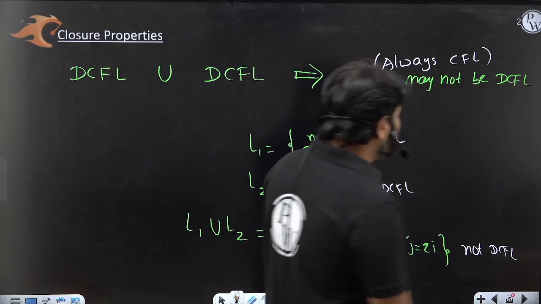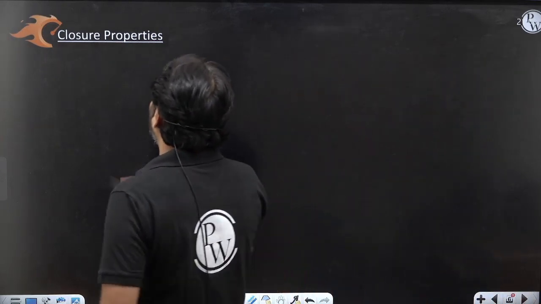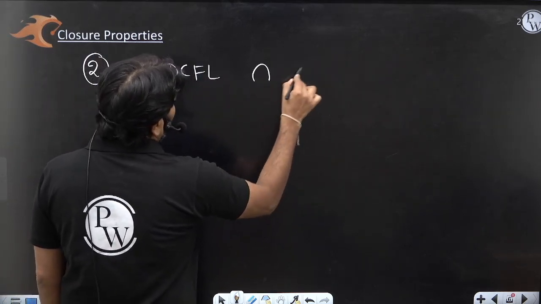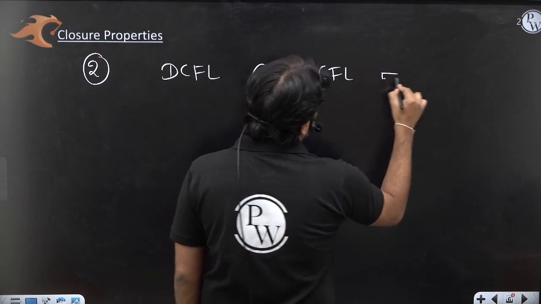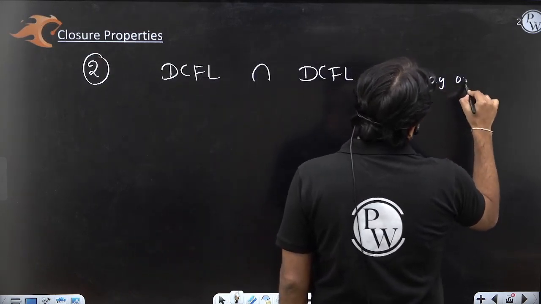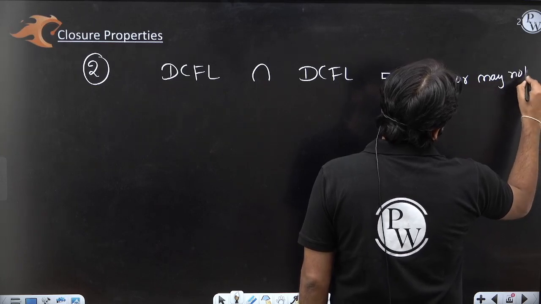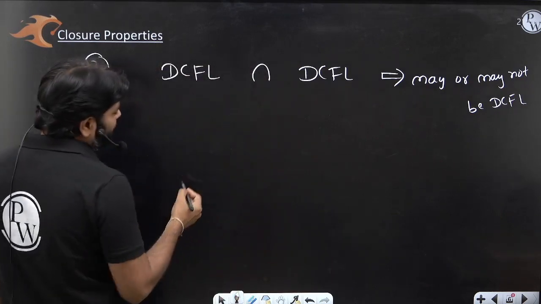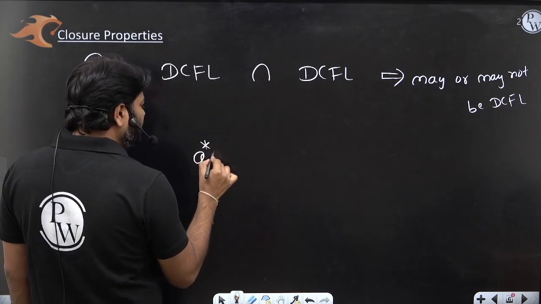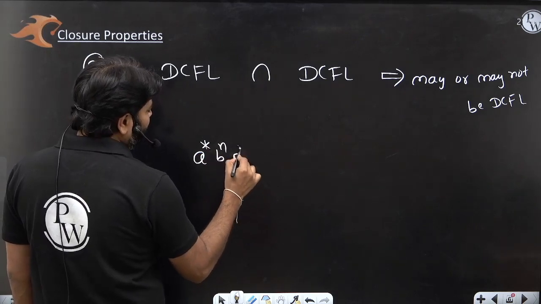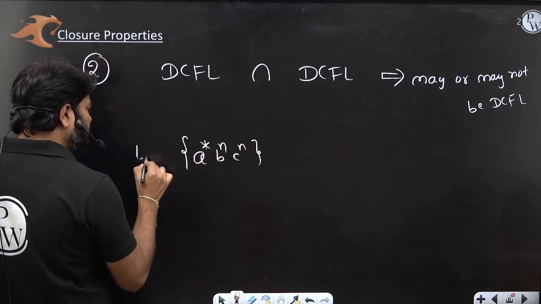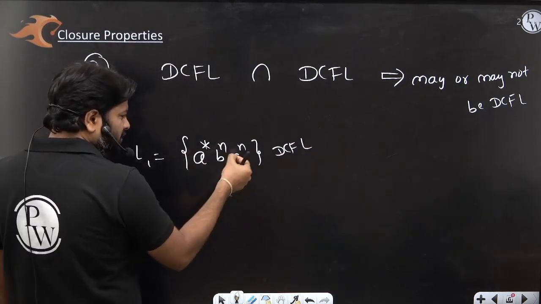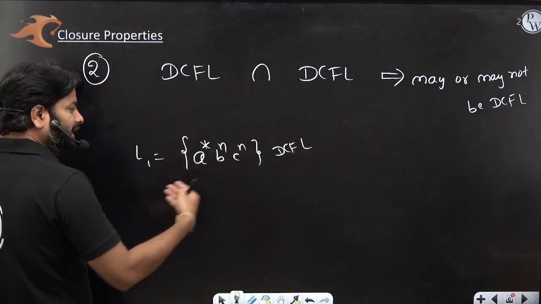The same way for intersection. If you do DCFL intersection DCFL, you may or may not get a DCFL. Do you want to see an example? Take a star b power n c power n. Very simple example. This is a DCFL, because you can skip the a's, push the b's, and pop the b's for the c's. So you can deterministically design a pushdown automaton.